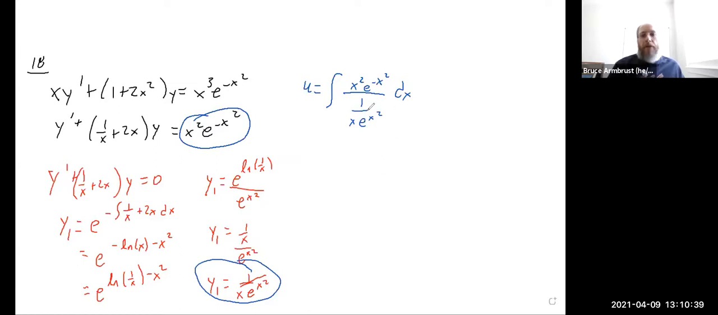All right, now this one we can definitely simplify. If we flip this over and multiply, it's the same as multiplying by x e to the x squared. The e to the x squared and e to the minus x squared are going to cancel. And then we get x times x squared. So this is just the integral of x cubed, which is x to the 4th over 4. And this one we do need to put the plus c. So there's our integrating factor.